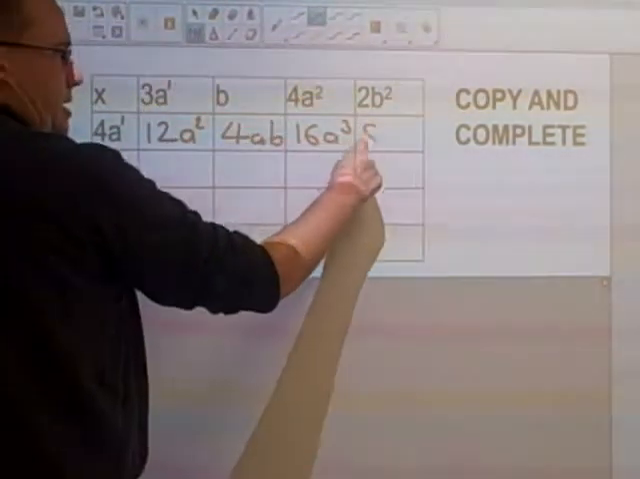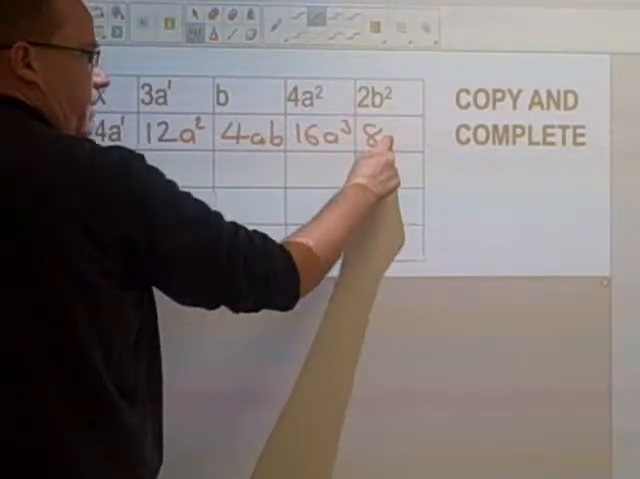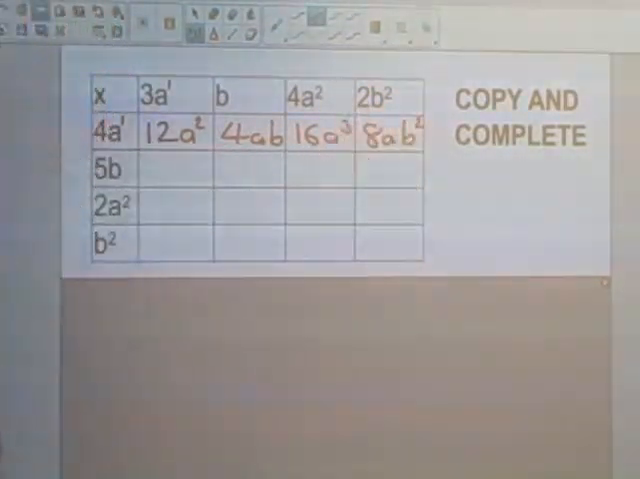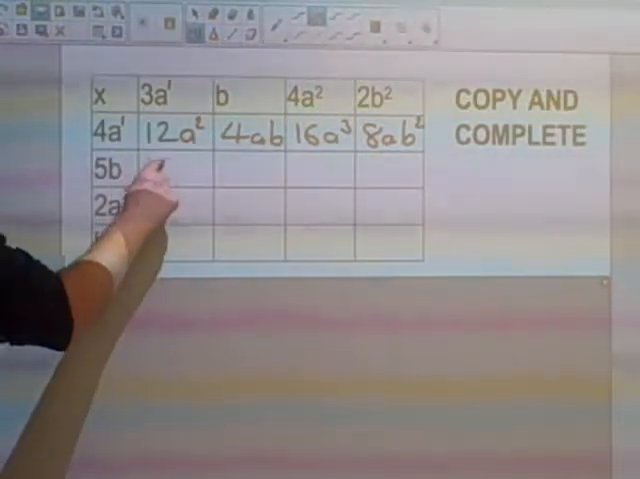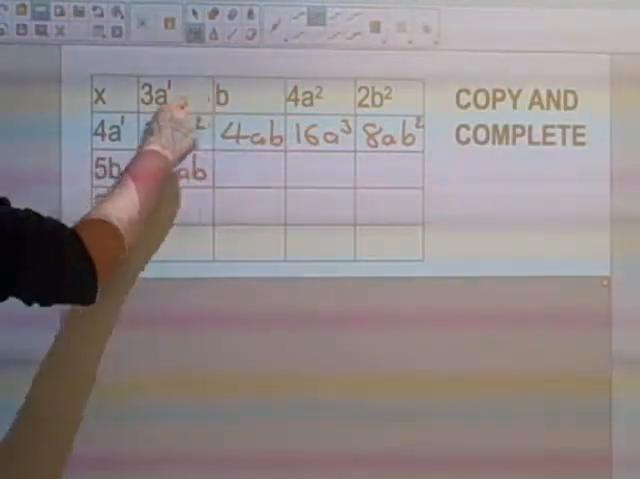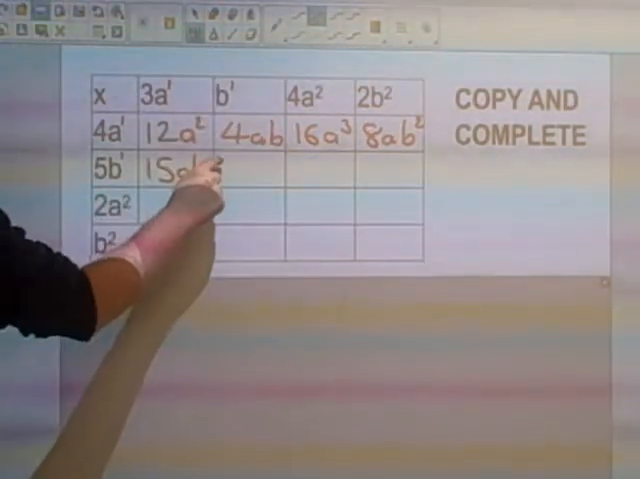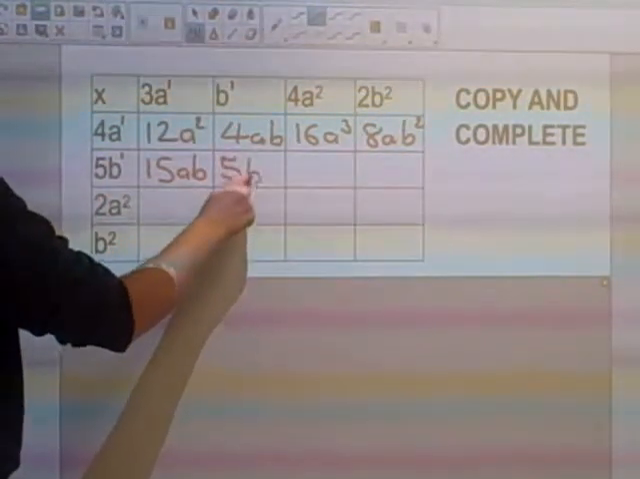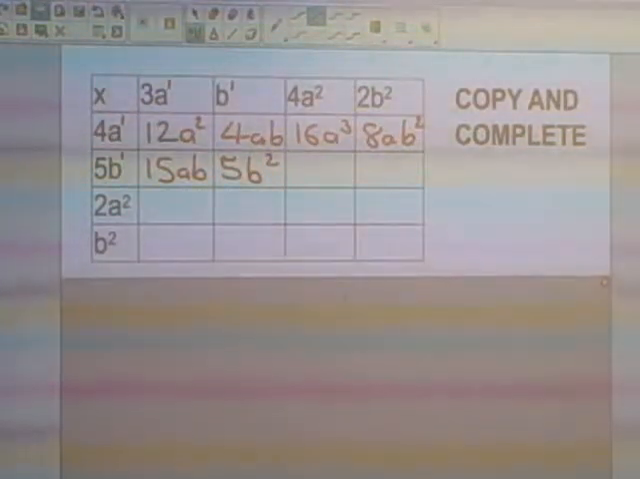4 times 2 is 8. A and b squared are different letters, so I just put them together in alphabetical order. Moving on to the next row, 5 times 3 is 15. B and a, put them in alphabetical order. 5b and b, well, b to the 1, b to the 1, as it is the same letter, I'm going to add the exponents together, so I get b squared.